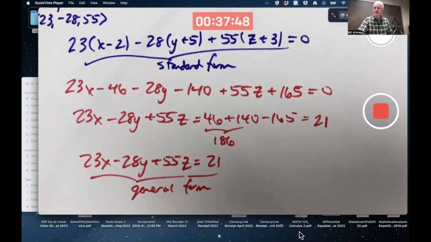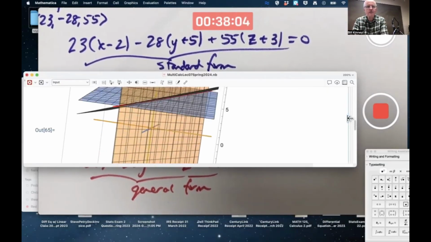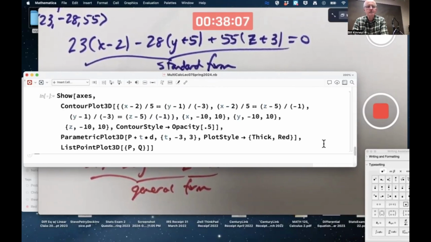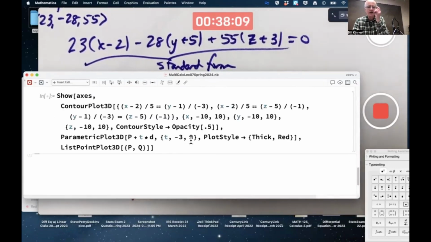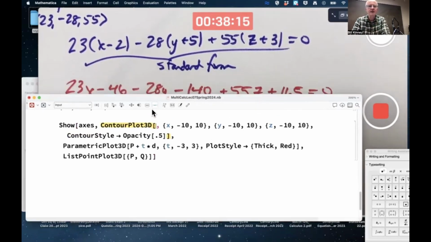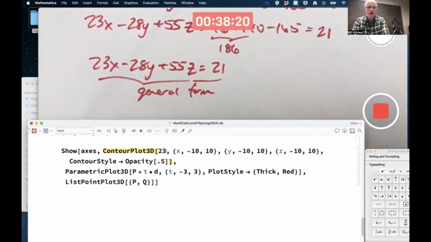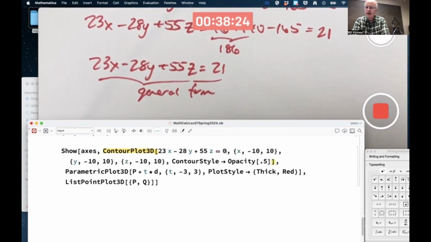Let's use Mathematica to see if this seems right. Probably do this code and just modify it here. With the contour plot, I'm only plotting one plane this time, not 3 planes. Let's do the general form. 23x minus 28y plus 55z. You need double equal signs. Don't do a single equal sign. It'll mess everything up when using ContourPlot or ContourPlot3D.